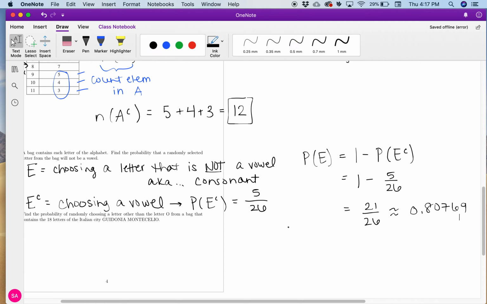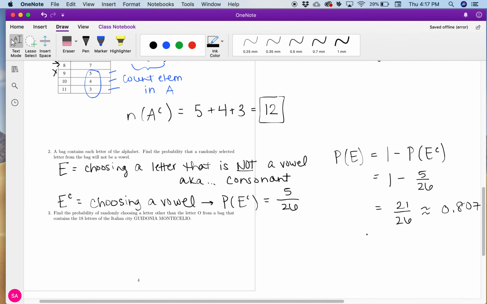But the whole idea here is to show you how complements can work and how they can be really helpful. And in this case, it was just easier to figure out the probability of grabbing a vowel and then using that to determine the probability of getting a consonant.